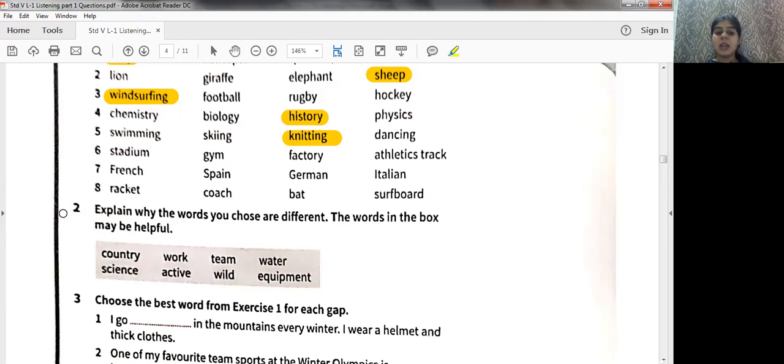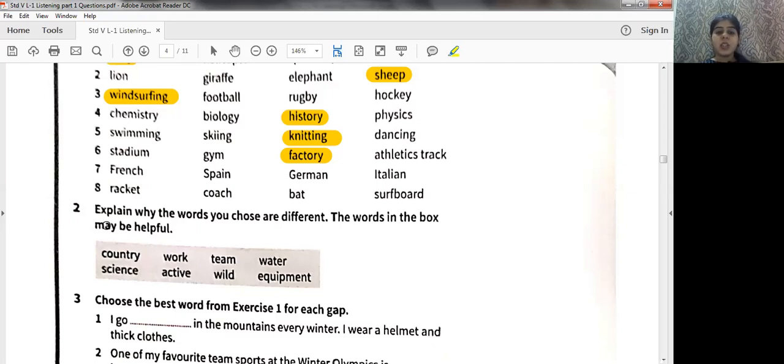Sixth, stadium, gym, factory, athletics track. So which is the odd man out? It is the factory, because people go there to work and all the rest come under the category of exercising.